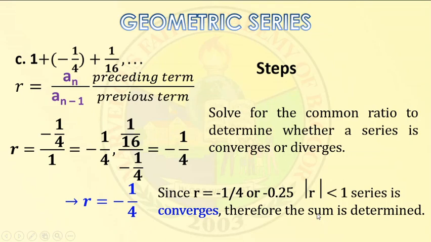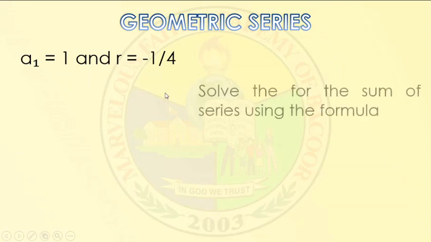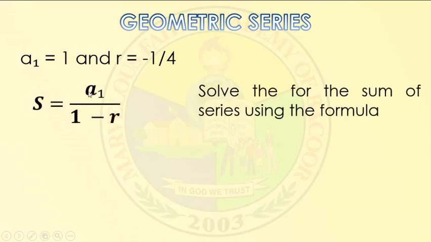Okay? So, in finding for the sum, okay, so we have a sub 1 equals to 1 and r equals to negative 1 over 4. Okay? So, using now the formula, S equals to first term over 1 minus r. Okay? So, substitute lang natin yung mga given. Okay, so ang value ng first term natin ay equals to 1. At ang value ng common ratio natin ay negative 1 over 4.